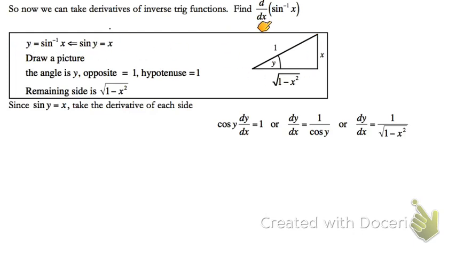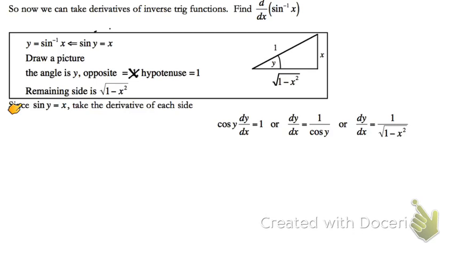So if I set up a triangle with that information, sine of some angle is equal to x. And I know that sine is opposite over hypotenuse, so that will be x over 1. So the opposite side is x, the hypotenuse is 1. And then to find the remaining side, we could do the Pythagorean theorem. So if you did a squared plus b squared equals c squared, if you solved for this missing side, you would get the square root of 1 minus x squared.